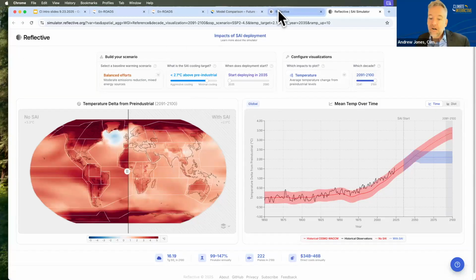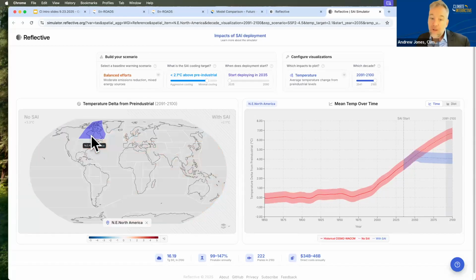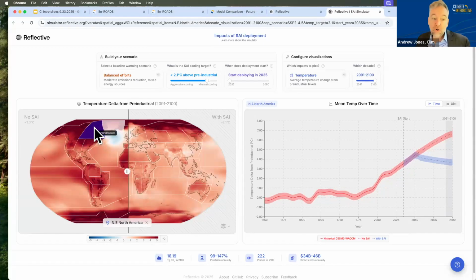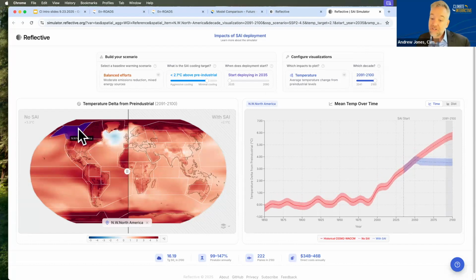Thank you. Is this global? Yes, this is SAI deployed globally. Okay, because not just in certain regions? Well, it also has regional views. Here's Northeast North America, and what's likely to happen with warming and precipitation in two big regions, Northeast and Northwest North America. So check it out.